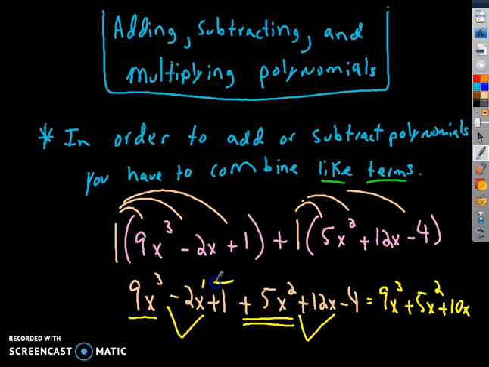And then the last one is the ones. I'm going to use a box around the numbers without variables. You use whatever symbols you want to organize them. But the 1 and the negative 4 combine to be a negative 3. So positive 1 and negative 4 is a negative 3.